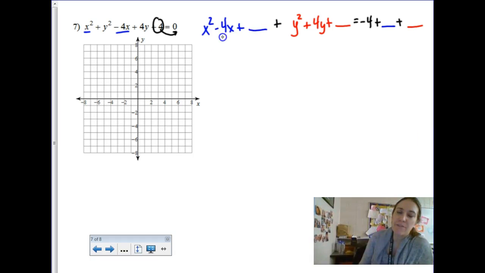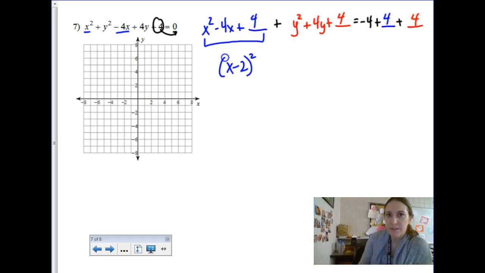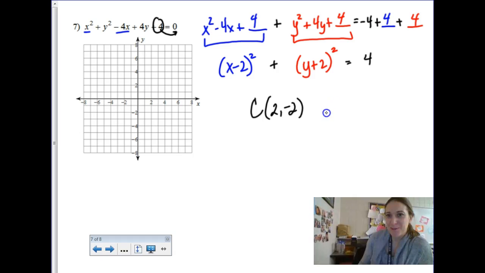Alright, speaking of the blue blank, half of negative 2 squared is 4. Ironically, the red blank is also 4. But the difference comes in when you go to factor. The blue factors into x minus 2 quantity squared because of the built-in negative, so the factor is x minus 2 for half of b. And then for the red factorization, that is y plus 2, because half of positive 4 is positive 2. And then negative 4 plus 4 plus 4 is 4. So the center is located at positive 2, negative 2, and then the radius length is also 2.